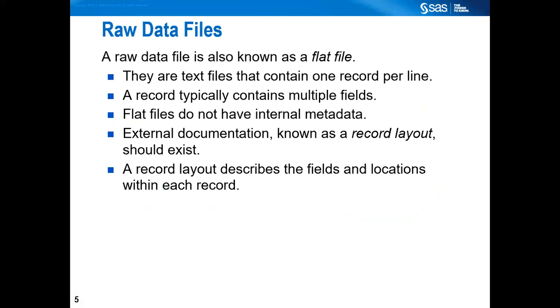So what is a raw file? A raw file is known as a flat file. It's also termed a flat file because it does not have a proper structure, and of course we also term it unstructured. They are text files that contain one record per line. A record typically contains multiple fields. Flat files do not have internal metadata.